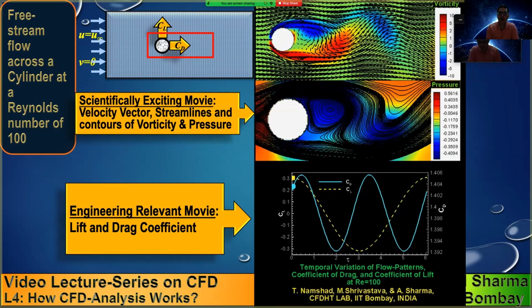Now I'll play the movie and then I will discuss further. This is a movie, I'll repeat again, this corresponds to a clip of the movie corresponding to the periodic state as compared to the transient state which I had shown for heat conduction.